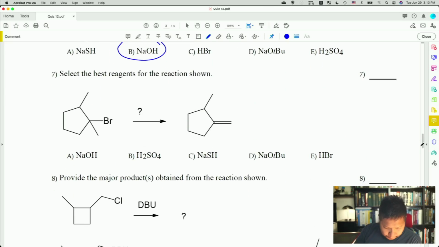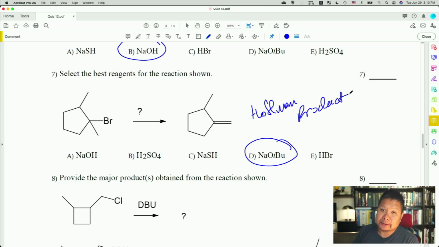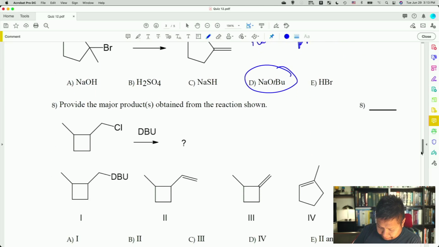Next, we have our Hoffman product. So it's the opposite of the previous question, right? Now we want to have a Hoffman product, so we need a bulky base. The only bulky base here is sodium tert-butoxide. Okay. So this is our Hoffman product, as opposed to the question previously, that was a Zaitsev product. Okay.